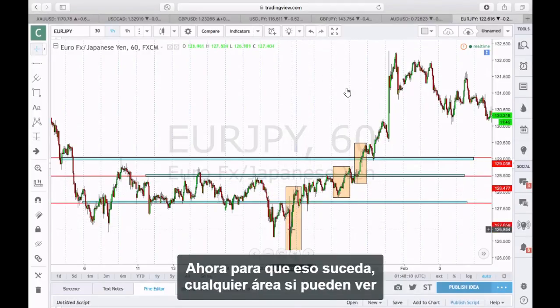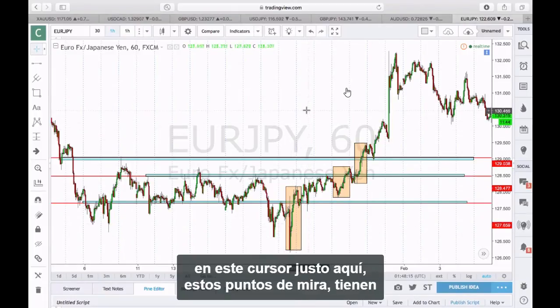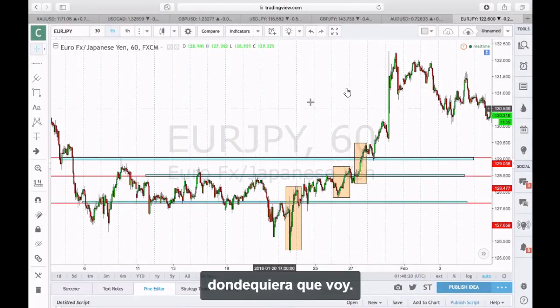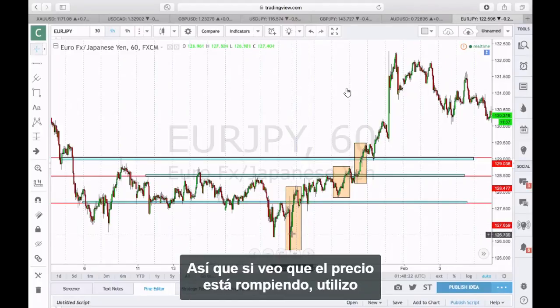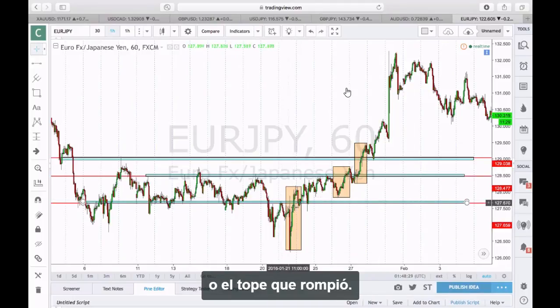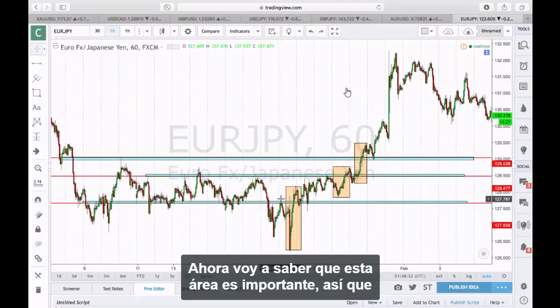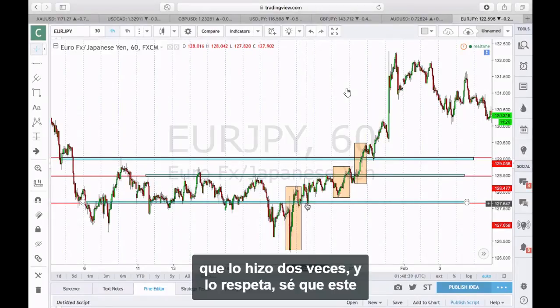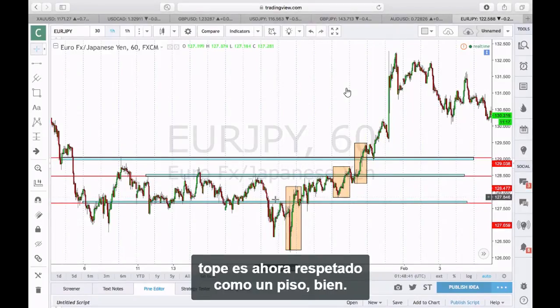Now, in order for that to happen, if you can see on this cursor right here, these crosshairs, you have a horizontal and vertical line, pretty much an extended crosshair everywhere I go. So if I see that price is breaking above, I utilize that horizontal line to see which area of resistance, or ceiling, it broke. Now I'm going to know that this area is important. So that way when price comes down to test this area, which it did twice, and respects it, I know that this ceiling is now respected as a floor.